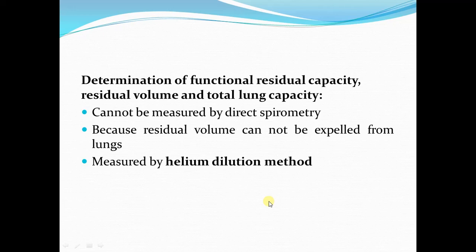These are those lung volumes and capacities which cannot be measured by direct spirometry. The reason for this is that residual volume cannot be expelled from the lungs. So these lung volumes and capacities are determined indirectly. We use the helium dilution method to determine the functional residual capacity, and once the functional residual capacity is determined, from this we can calculate the residual volume and the total lung capacity.